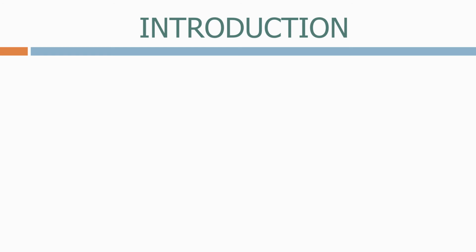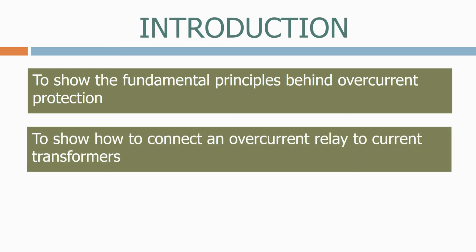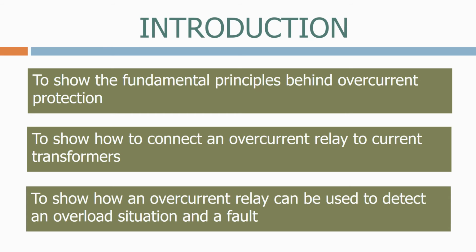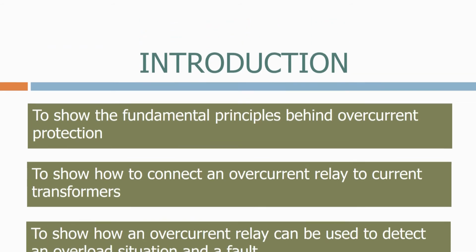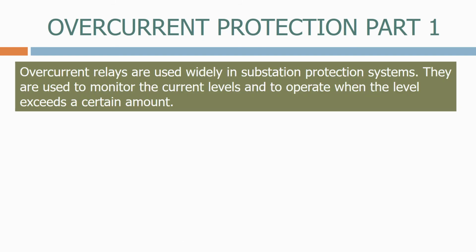The aims of the course today are to show the fundamental principles behind overcurrent protection, to show how to connect an overcurrent relay to current transformers, to show how an overcurrent relay can be used to detect an overload situation and a fault. Overcurrent relays are used widely in substation protection systems. They are used to monitor the current levels and to operate when the level exceeds a certain amount.